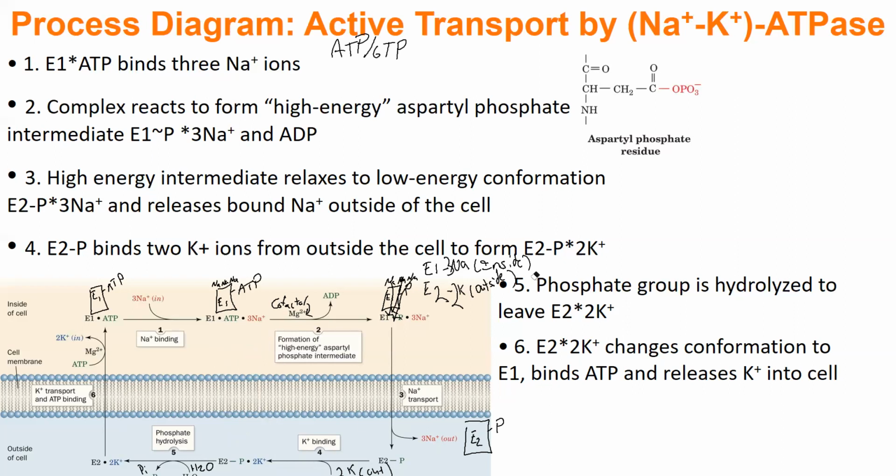and now we're E2P. E2P can bind to potassiums. Once we lose the phosphate, the potassiums can go through. And now we're back at the start. So that's the mechanism for our sodium potassium ATPase there. So questions about that?